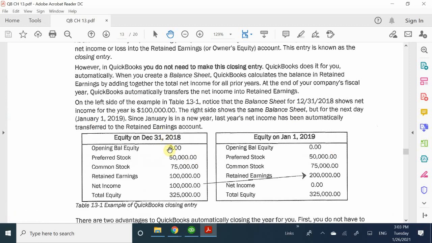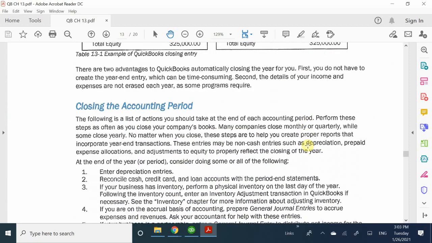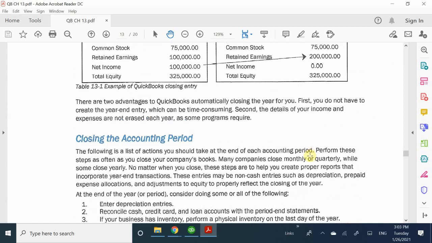So this book explains how it automatically calculates the retained earnings and it dumps it and it adjusts your equity automatically. So that's one thing that we can go ahead and be happy about, because therefore we don't have to sit there, go through every single account, close out every single revenue, and close out every single expense. It's done for you automatically, behind the scenes, okay?